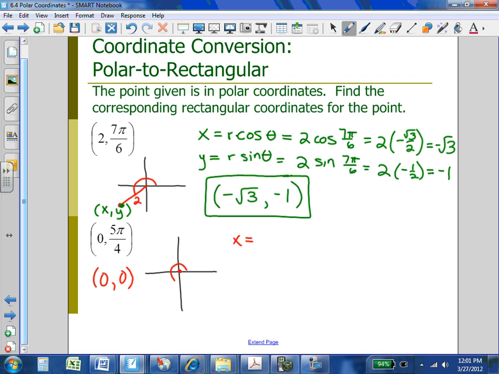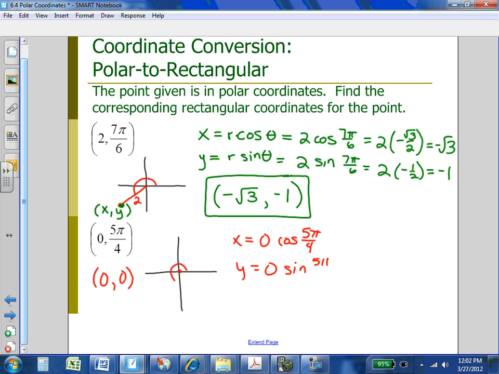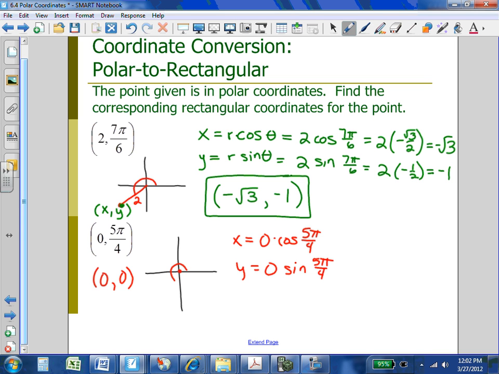And if you didn't realize that, that's okay. You can start out thinking x equals 0 times the cosine of 5 pi over 4, and y is 0 times the sine of 5 pi over 4. And anytime you multiply by 0, you get 0. So there it is, finished out.